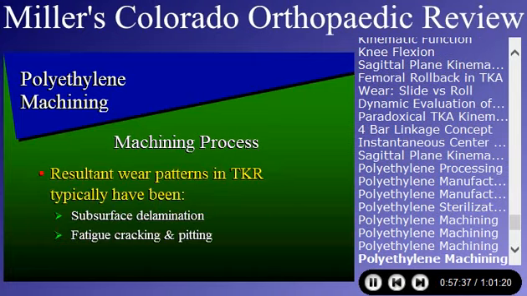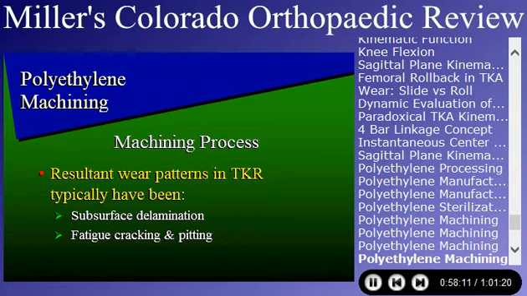So in terms of the machining process, the resultant wear patterns in total knee typically have been, and this is a board question, subsurface delamination, fatigue, cracking, and pitting. And why is it subsurface delamination? It is because you've irradiated that stretched out area that's been machined. Make sense now? And so you end up, if you don't delaminate the entire surface, then you're going to get pitting and cracks. So the wear pattern in total hips is microscopic wear. In total knees, it's subsurface delamination or cracking and pitting.